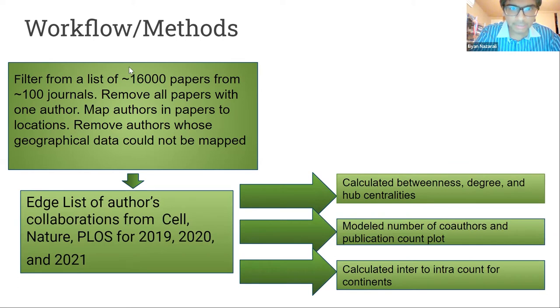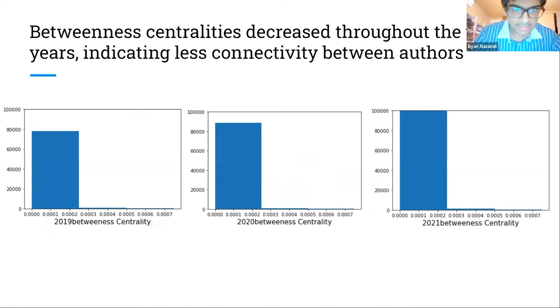With this data, I was able to calculate various centrality measures. I was able to model the number of co-authors and publications in order to see how standalone authors and authors that work in consortiums were impacted throughout those 3 years by the COVID-19 pandemic. I was also able to look at how COVID-19 impacted different continents through a geographic lens by calculating the percentage of edges for research done within a continent and the percentage of research done between two different continents. And so here's my data plot for betweenness centrality.